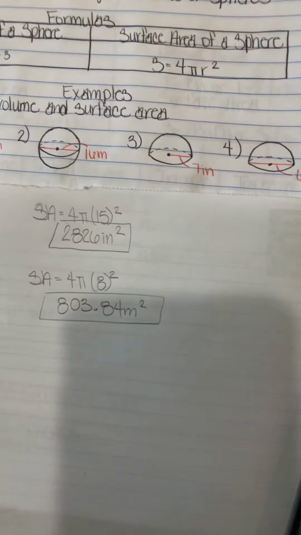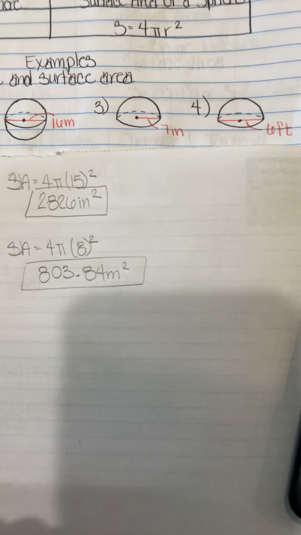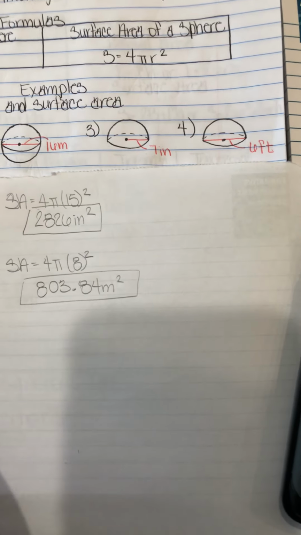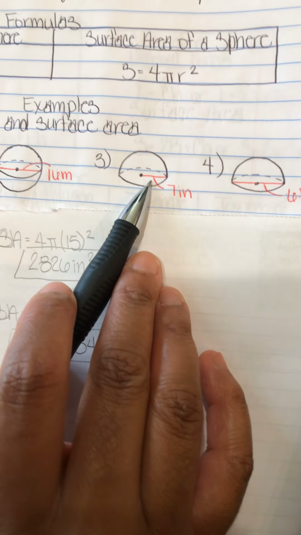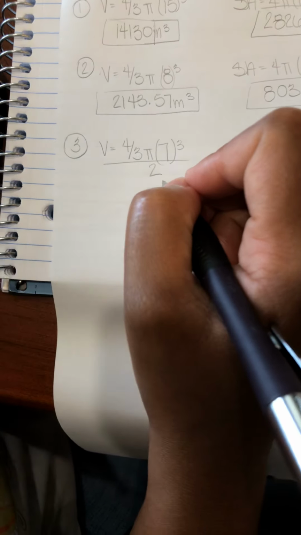For the next one, as you guys can see, it's half of a sphere. Half of a sphere is called a hemisphere. So the only thing that's different about this one is that because we're talking about half of a sphere, we're going to divide our answer by 2. So for number 3, my radius, as you guys can see, is 7. So I'm going to do V equals 4 over 3 pi 7 to the 3rd power. And I'm going to divide all of this by 2.